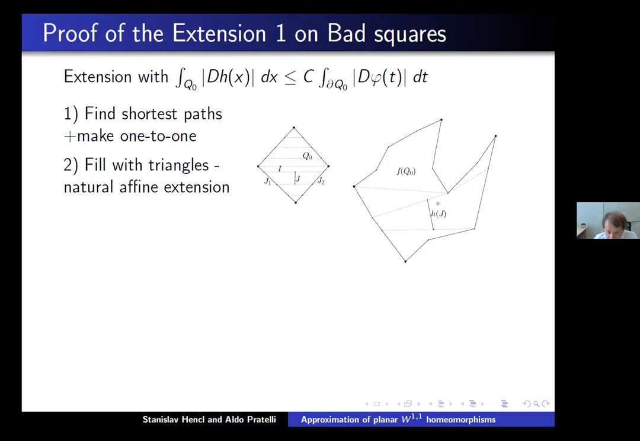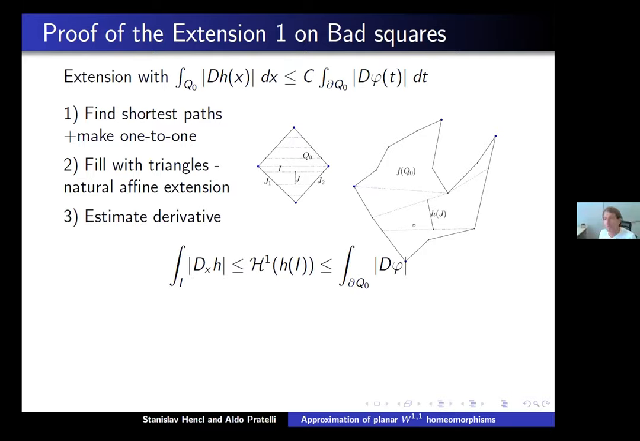So, let me approximate the derivative of the extension. My final goal is that the integral of the derivative of the extension is smaller than the integral of the derivative on the boundary. So I need to approximate two derivatives, the horizontal derivative and vertical derivative. If I can approximate these two, I'm fine. So first, let me approximate the horizontal derivative.